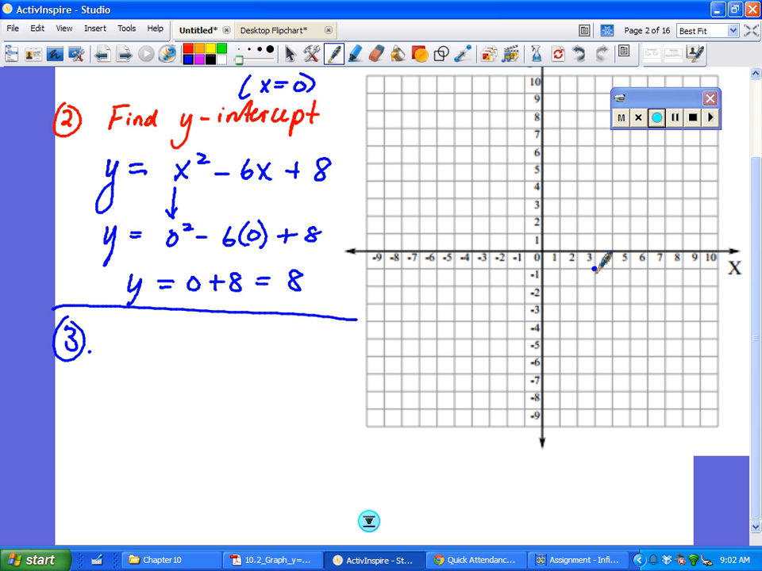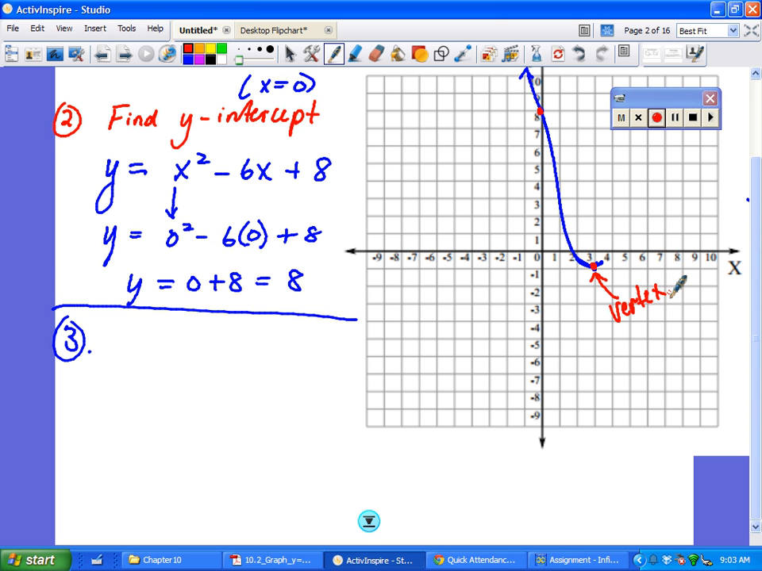Here's my vertex. Now I know it's happy face, so I know I'm going to go like that. Happy. And now let's plot the y-intercept. What's your y-intercept? Positive 8. So it's going to be very narrow. And I'm going to go all the way up here. It's not going to be perfect. On your test, it's going to be perfect, but not on mine. So there's the vertex.